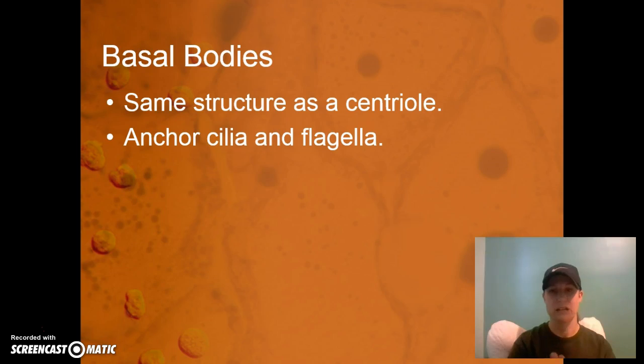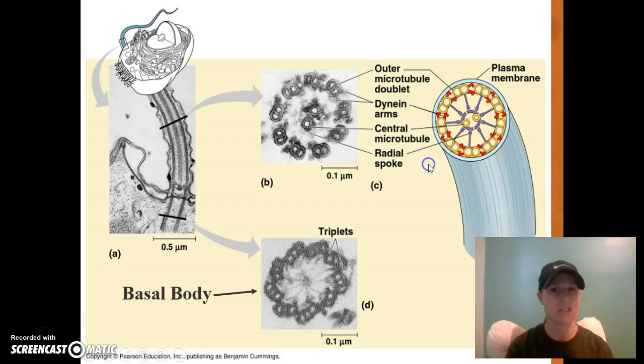And let's take a step back. What's a tubulin? Tubulin is a protein that makes up microtubules. So that's it. It's just a protein. Okay? So let's go back to our basal bodies. Basal bodies have the same structure as a centriole. They anchor cilia and flagella. Hopefully these words sound familiar.